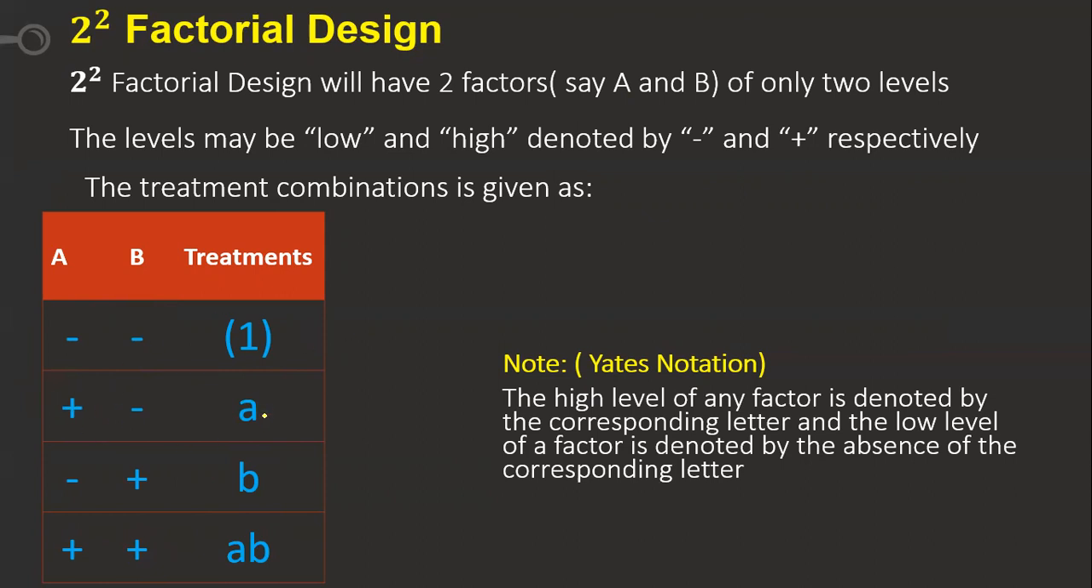Whichever is high is denoted by the original letter. A is low, B is also low, so I am denoting it by 1. Here A is high, so it is denoted by a. Here B is high, so it is denoted by b. Here A and B both are high, so I am denoting it by ab. This is called Yates notation. You have to keep it in mind. Whenever we do this 2^k factorial design, Yates notation will play a very important role.